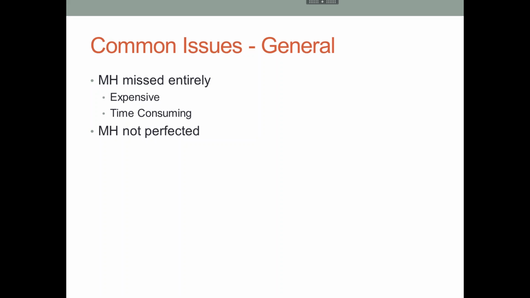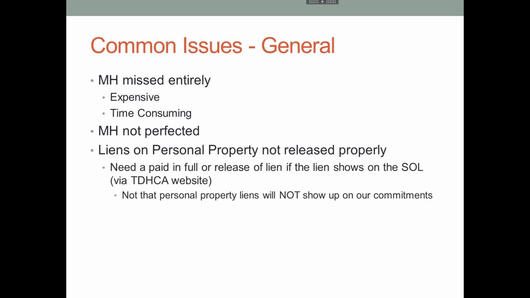Number two most common, we talked about this ad nauseam now, the mobile home was not completely perfected. And number three, and this is one of the bigger ones that Tracy Cadell over in Lockhart actually pointed out to me, and I'm glad she did, because this is something that is kind of scary. Liens on personal property are not released properly. So say that you have a mobile home that is indicated as personal property, and you go onto the home detail site with the manufactured housing division, and you see that there's an active lien on the property. And I can show you what that looks like.